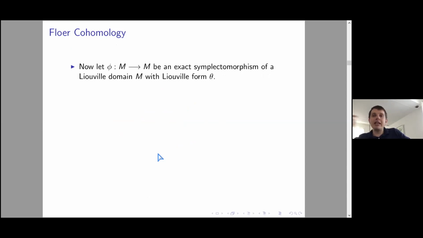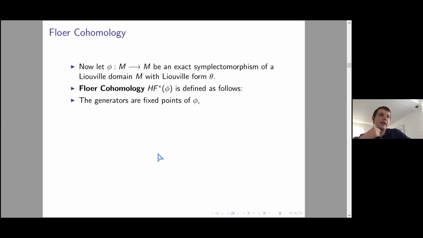Okay, let me just remind you what Floer Cohomology of a symplectomorphism is. Again, I expect many of you are familiar with this, but I'm going to remind you anyway. So suppose I have any exact symplectomorphism of a Liouville domain. The only example I'm considering is this monodromy map. Then very roughly, Floer Cohomology is defined as follows.